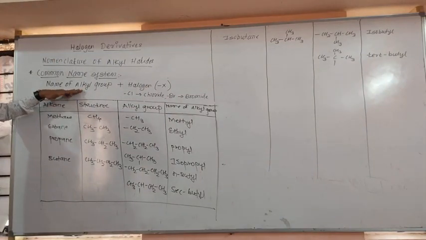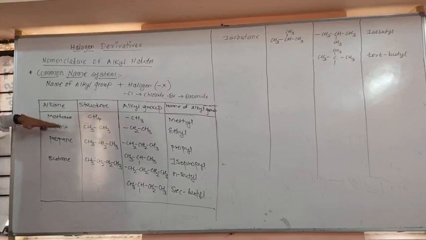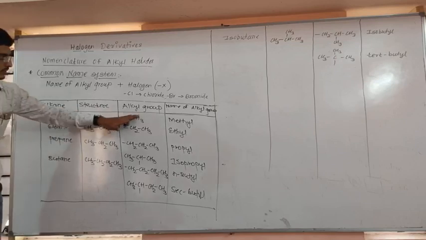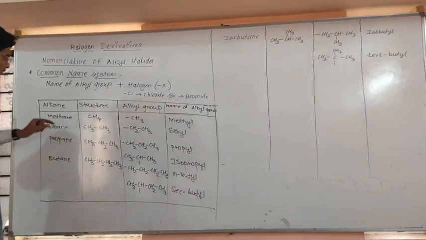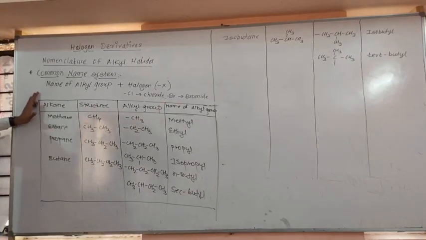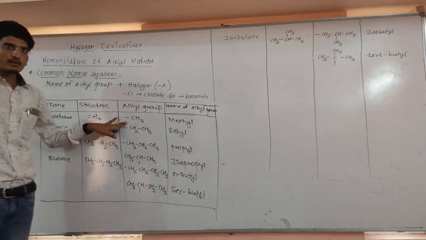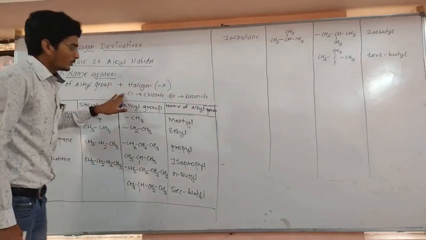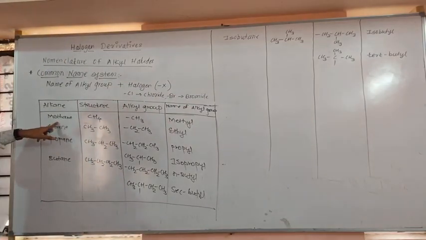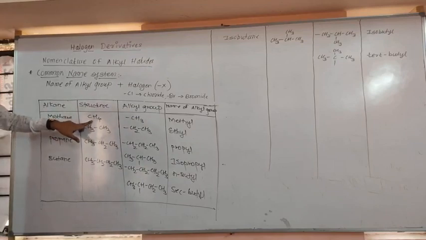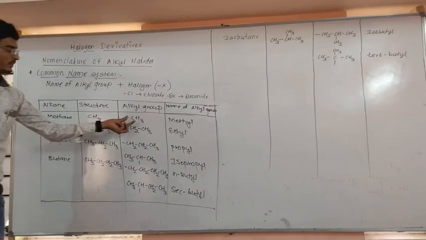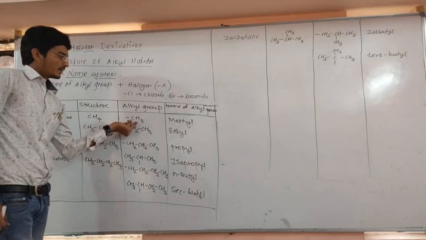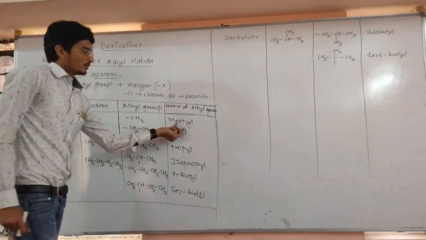So which are the alkyl groups? Alkyl groups are from the alkanes. So we make a list here, and from that list we write the name of the alkyl group. This name of the alkyl group is used in the common name system as well as in the IUPAC nomenclature system. First hydrocarbon, that is alkane, methane. The structure of methane is CH4. If one hydrogen is removed from CH4, then you get the CH3 group, that is an alkyl group. This CH3 group is called the methyl group.